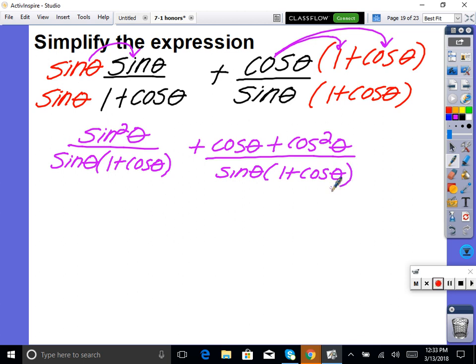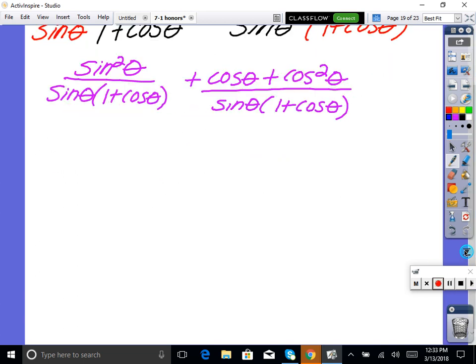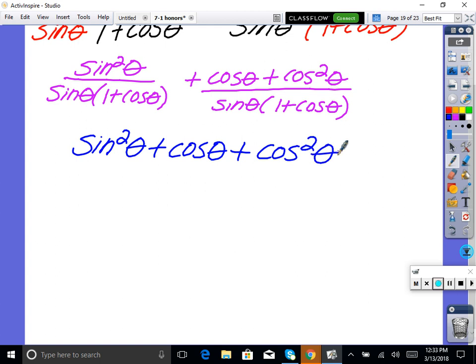Now look at the problem. Don't start dividing things back out and get right back to the beginning. Look at it and say, what was the point? The reason we got a common denominator is to then combine the numerators. So let's put our numerator together. So we have sine squared theta plus cosine of theta plus cosine squared theta. And isn't that all over the common denominator?